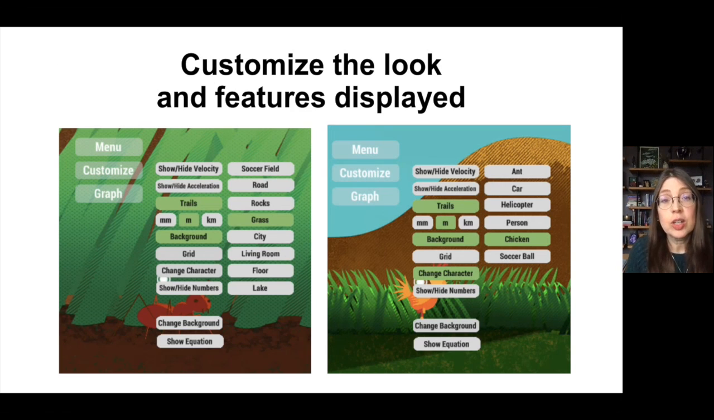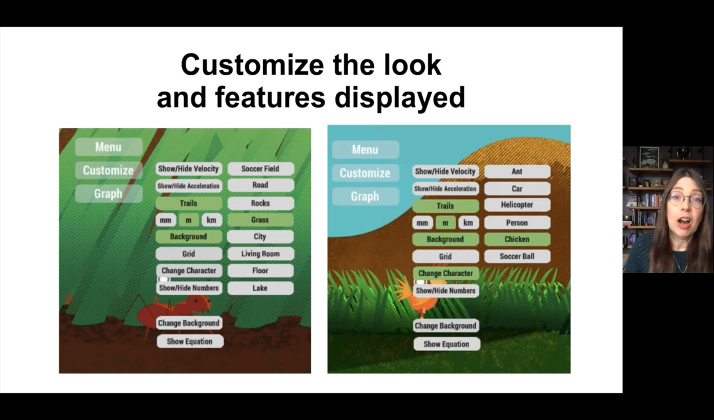You can also change what STEPP looks like and the features that you have displayed. So the customize option is really nice. You're able to turn on and off vectors. You can show the trails of objects, and they are color coded. I'll show you an example of that in a moment. You can change your backgrounds and characters. You can also determine what units you're going to be using within your STEPP simulation. You can show the equations as well.